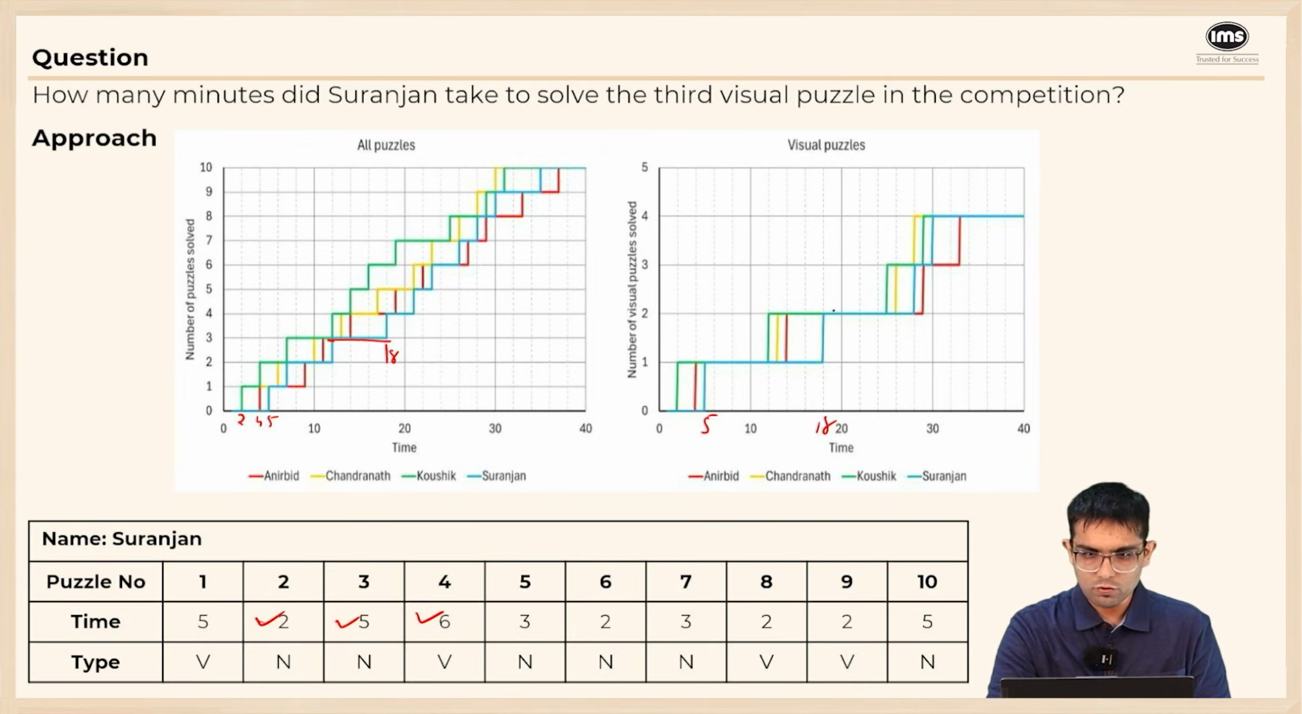Then again the third visual puzzle is getting over at the 28th. So let's go ahead. 18 plus this is 3, that is 21. Again a numerical puzzle. This is again 23. So 2 minutes numerical puzzle. This is 26. So again 3 minutes numerical puzzle. And now this is again 28. So that's 2 minutes. It's a visual puzzle. So now the question is, how many minutes did he take to solve the third visual puzzle? So this was the first visual puzzle. This was the second visual puzzle. And this was the third visual puzzle. 2 minutes is the correct answer. And hence the correct answer is 2 minutes.